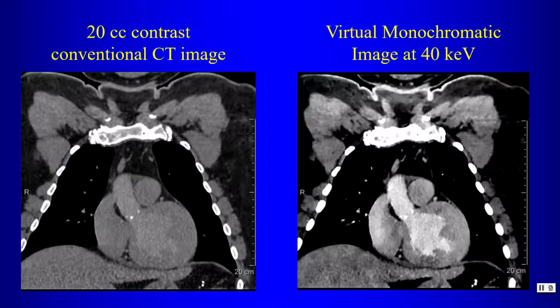And in patients who have renal failure, where you're limited as to the amount of contrast that you can use, with only a small amount of contrast, you can get diagnostic CT angiograms. So here with 20 cc's of contrast, your conventional image does not look very good, but when we dial down the keV to 40 on this virtual reconstruction, now we have a pretty good CT angiogram of the ascending aorta.